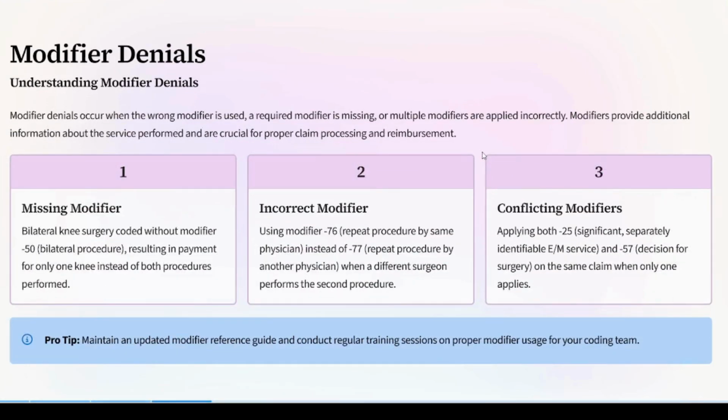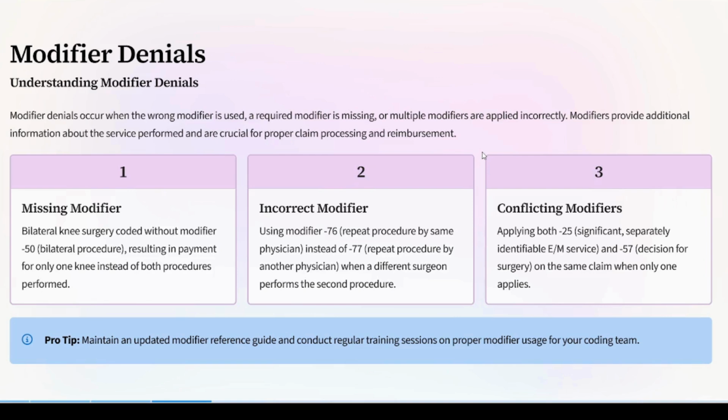Next, we have the modifier denials, which is very huge. Understanding modifier denials. Modifier denials occur when the wrong modifier is used, a required modifier is missing, or multiple modifiers are applied incorrectly. Modifiers provide additional information about the services performed and are crucial for proper claims processing and reimbursement.